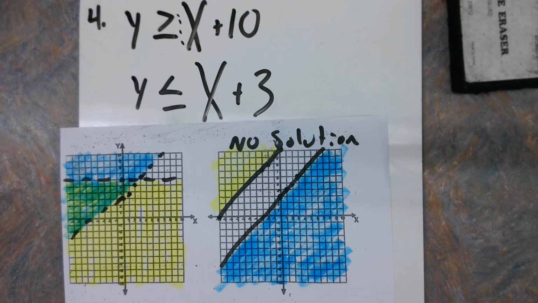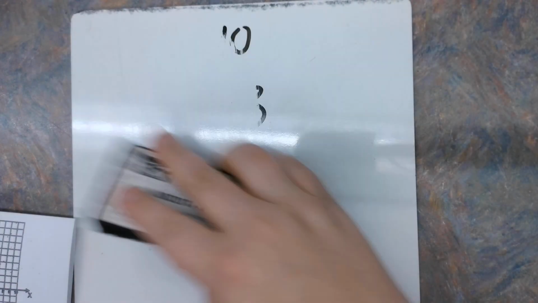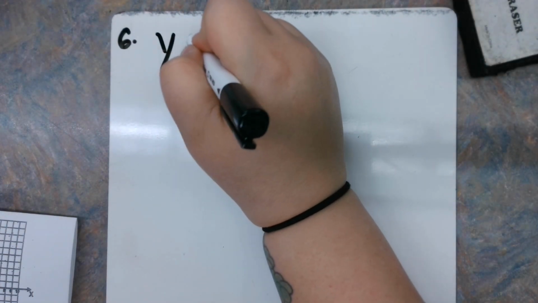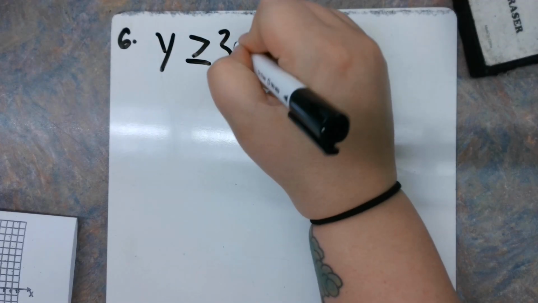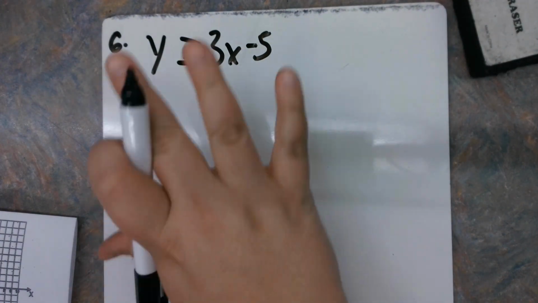Okay? I'm going to fold my paper now so that you can see the other graphs. And we're going to move on to number 6. Number 6, I have to do a little bit more work. The first one is easy. Y is greater than or equal to 3x minus 5. I don't have to do anything to it. It's fine. I'm going to leave it there.